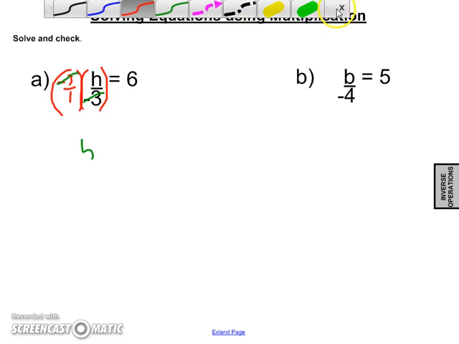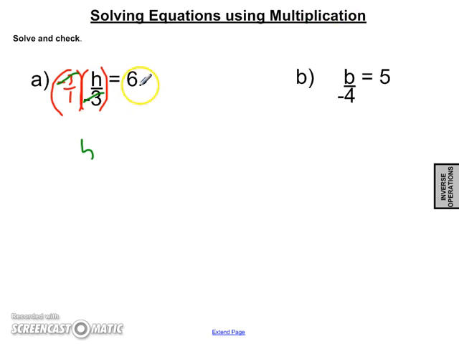Now, on the other side, if I multiplied this side by -3, over here I will also multiply by -3. Now, I don't have to use the fraction version over here because this is not the fraction version, so I don't need to. But what is 6 times -3? Well, 6 times -3 is -18.